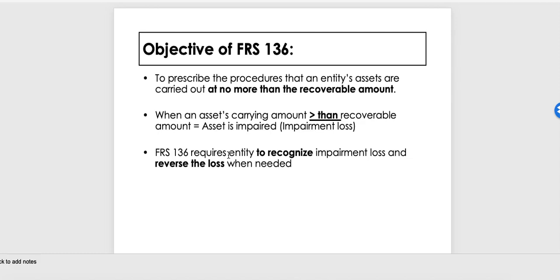But what happens when the carrying amount is lesser than the recoverable amount? It means that there is no impairment. When there is no impairment, then you can still carry on using and maintain that asset at that carrying amount. The impairment loss only happens when the carrying amount is larger, which means that what is shown in your books is more than the market.